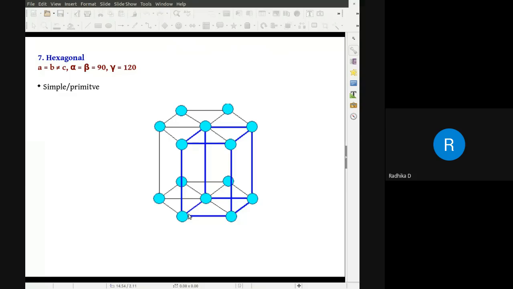Okay. And this is our length A, this is B, and this is C. So that means C is longer than A and B. So A is equal to B, but not equal to C. What about the angles? Angle alpha and angle beta will be 90 degree, but angle gamma will be 120 degree. That will be larger. The one opposite C will be larger. And it has only one way of arranging, that is simple. That means one atom at the corner. Okay. Fine. So these are the 7 crystal systems in 14 different ways of arranging atoms.